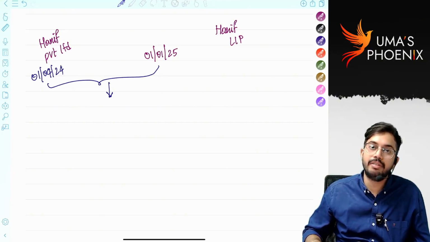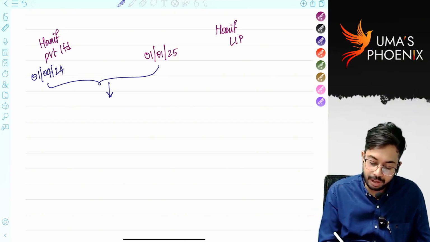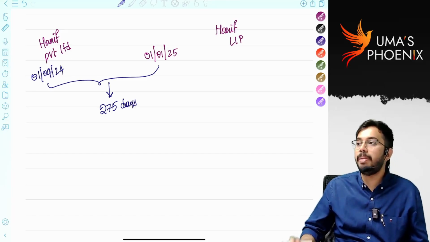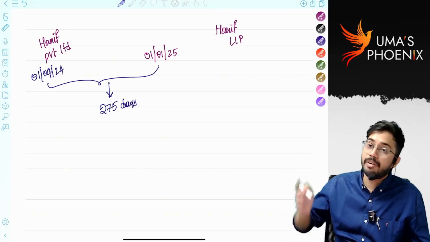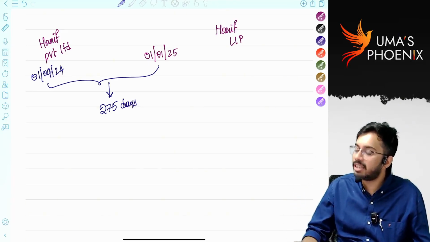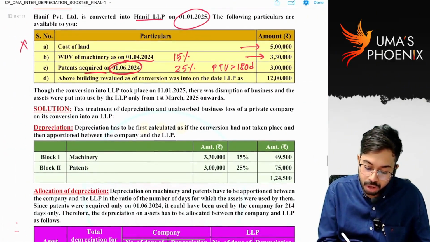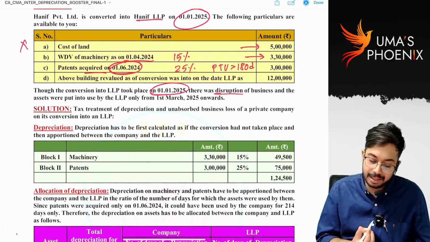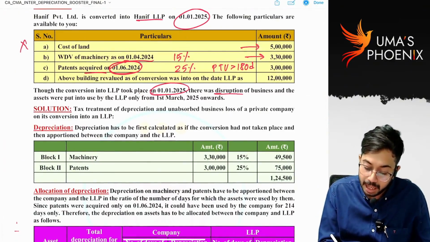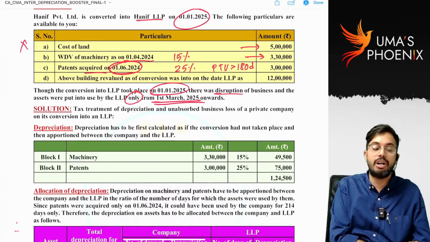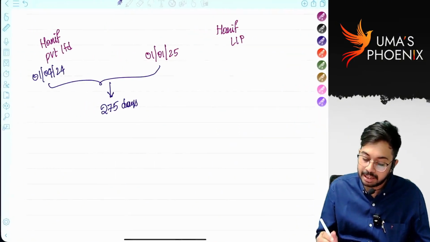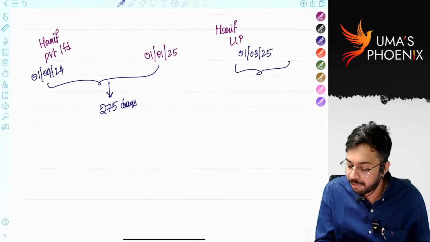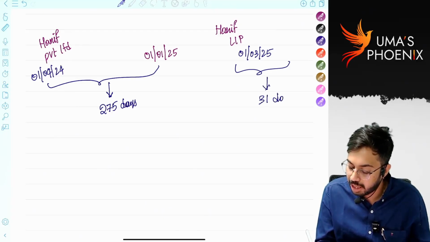Correct, 275? It was used for 275 days. Now, Hanif LLP got it on 1st January. Right from 1st January, is the LLP using that asset? No. Though conversion into LLP took place on 1st January, there was a disruption of business and assets were put to use by LLP only from 1st March 2025. That means Hanif LLP used the asset only for 31 days.